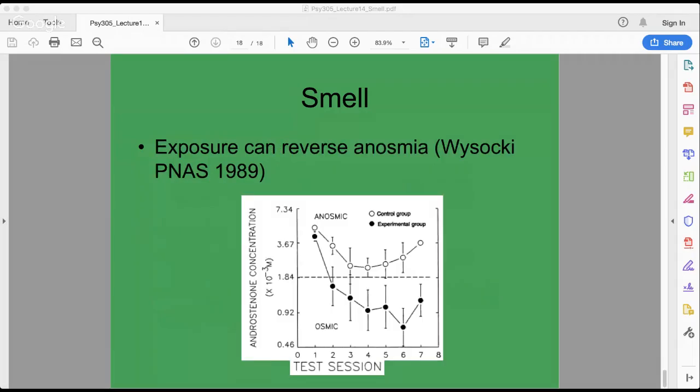Studies have found that exposure to androstenone can reverse anosmia. They found that repeated exposure can cause people to be able to smell it after not being able to previously. And this might be caused by an environmental activation of non-functional genes that code for receptors that fit that chemical.